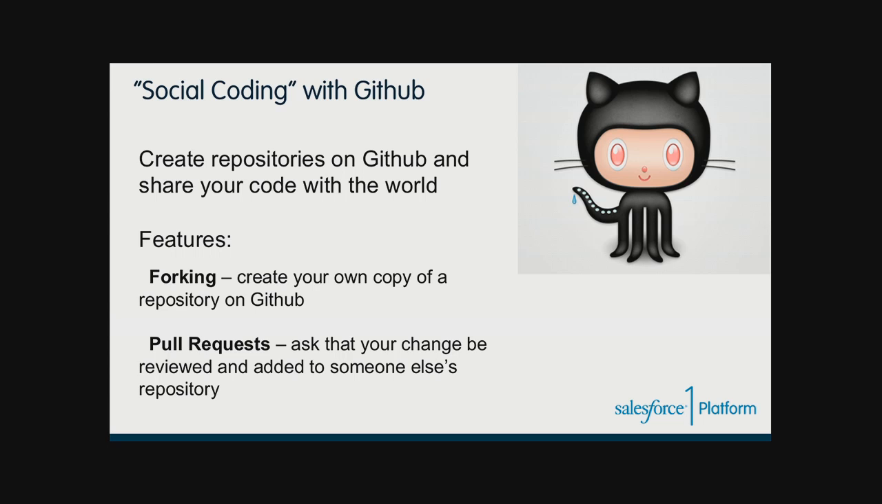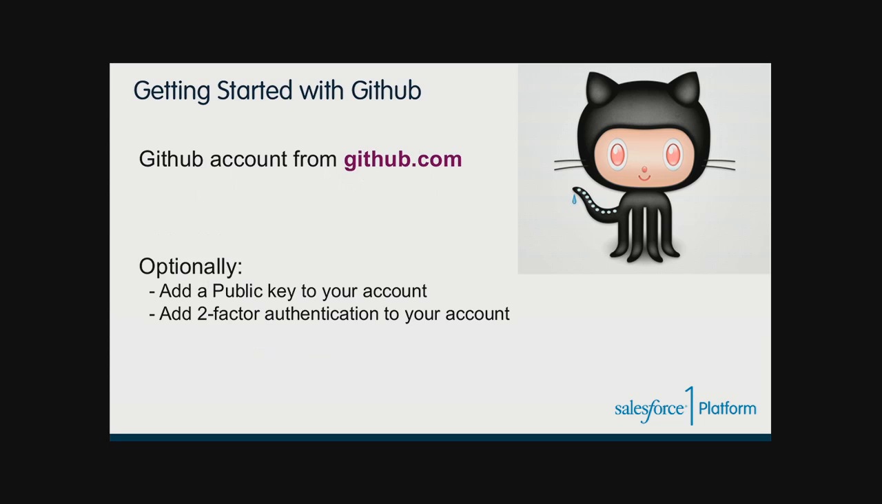So it's this whole idea of social coding. So how do you get started with GitHub? Basically just create an account on GitHub. And if you don't want to type in your password all the time, you can also add a public key. This is just a secure way to identify yourself with GitHub, and it just means that you can do git push all the time without having to type in your password, because you've got a secret little encrypted key on your computer, and Git knows that you are who you say you are every time you're using it.